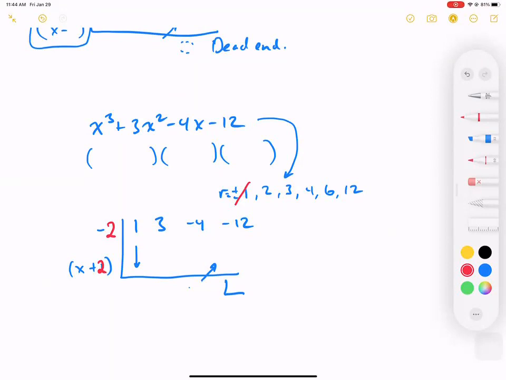So erase it a little bit. Try different numbers. You can always choose whichever numbers you want. I'm just going to go from 1, 2, 3, 4, 6, 12. I'm going to go that way. And positive, negative is up to you. Here we go. So 1, negative 2.